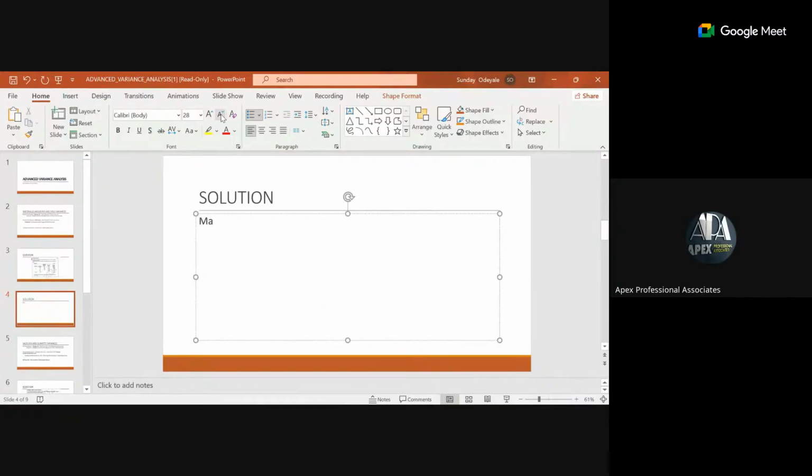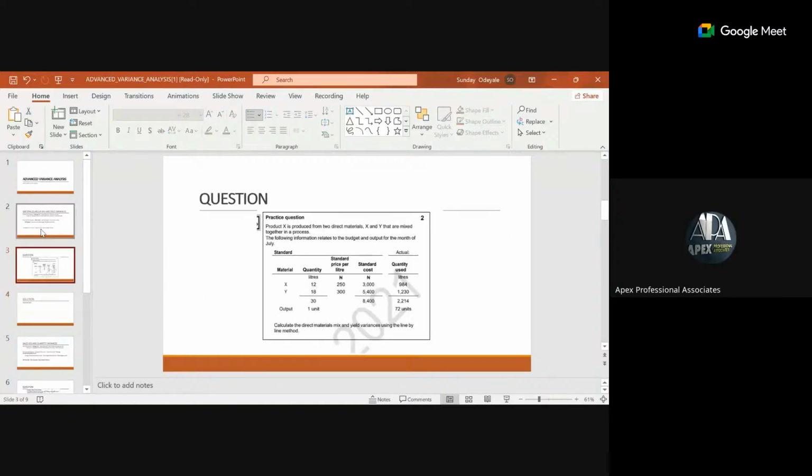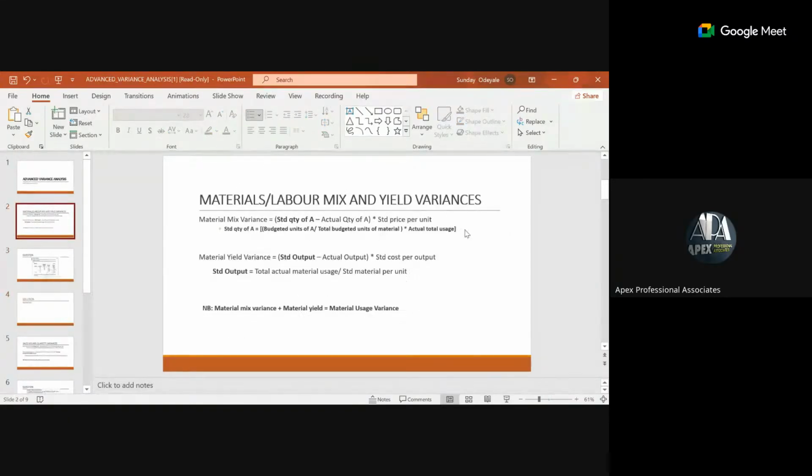So the first one is the material mix. I just need my formula at the back. Do I need to repeat it? I don't think so, but let me just bring it back.